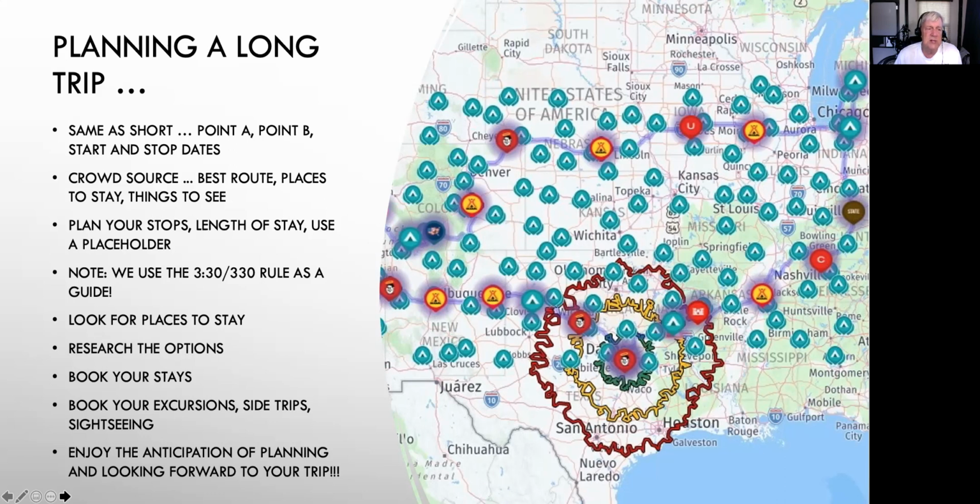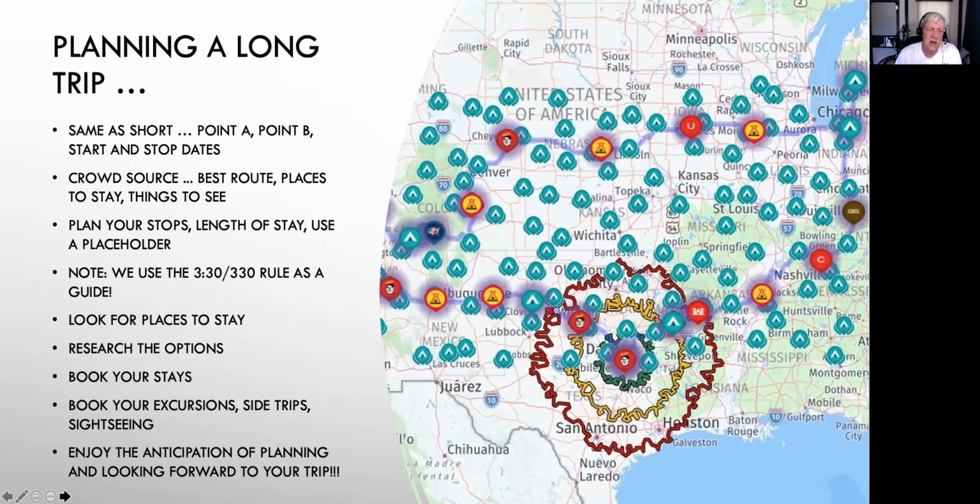So you say your point A's and your point B's, and then what I would tell you to do is crowdsource. Get on the Grand Design pages and ask people, what's the best route? Where do you stay? What are the things that you see? We did a lot of that. And many of these places here that you see that we stopped were places that we learned about on the Grand Design pages. A lot of people have done these trips before, and we got some great intel and info about places to stay and things to do. So use Facebook as a crowdsource.